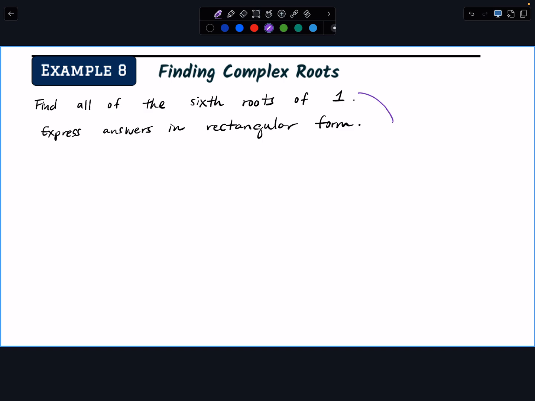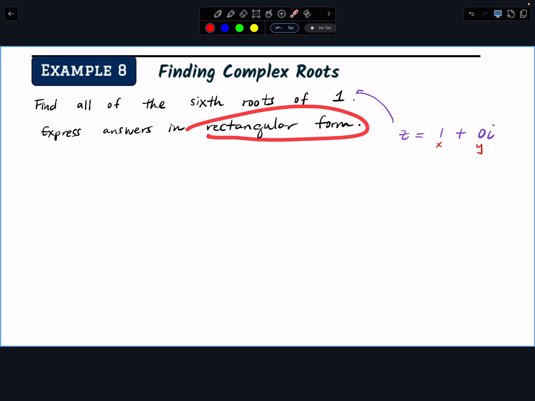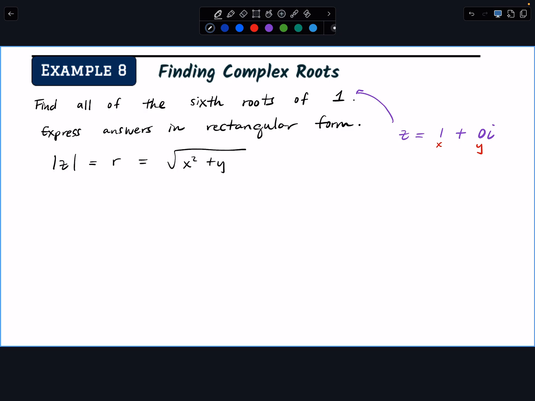This right here is the same thing as z is equal to, is there an i in this number? So can we think about this as 1 plus 0i? So this is like x and this is like my y. So in order to figure out rectangular form, I need to know my angle I'm dealing with, and I need to know what my modulus is. So the modulus is going to be the same thing as r, which is going to be the square root of x squared plus y squared, which is 1 squared plus 0 squared. Hey, that's just 1. So this is r.